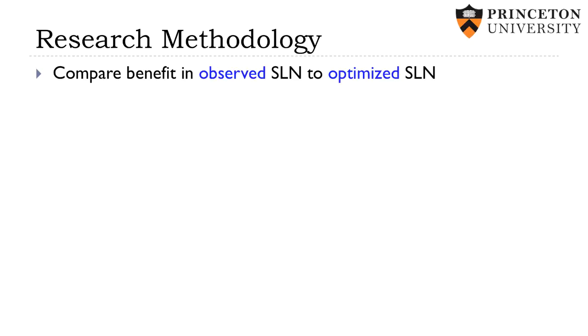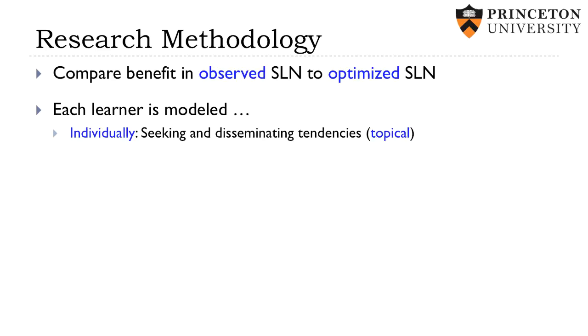Our framework compares the benefit obtained by learners in the observed network to that which can theoretically be obtained through optimization. We model each learner individually as possessing certain levels of seeking or question-asking tendencies and disseminating or question-answering tendencies on a set of latent educational topics for the course. Additionally, we model the social structure of the SLN, which captures the level of connectivity between each pair of students. Taken together, this gives us a natural way of defining user benefit by analyzing the compatibility between the topical and structural aspects of a user's discussions.